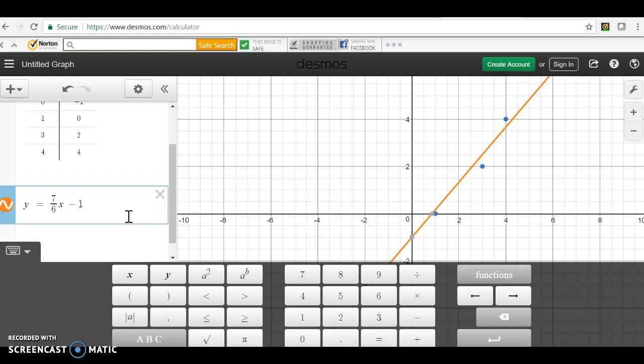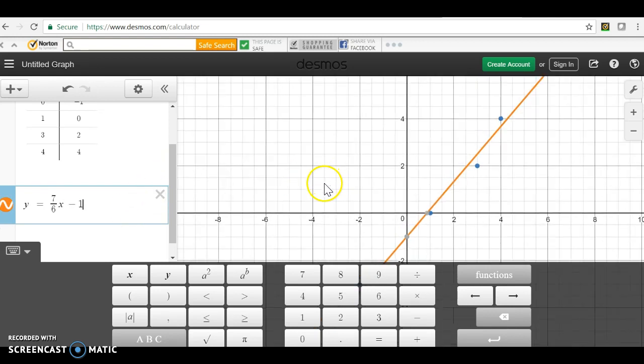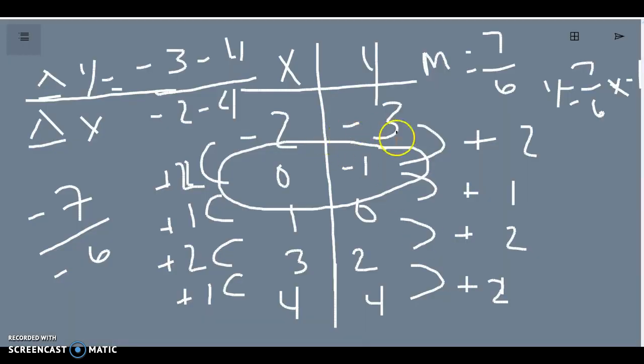Minus 1. Oh, almost hits. So if we look a little closer, this is not on a straight line, so it's not linear. So here to here, this difference is the same and this isn't the same. And truly we could have seen that here.